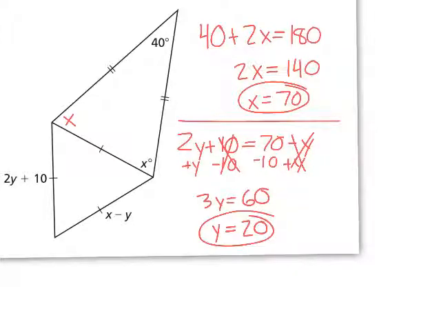Okay, any questions? Can I get a comfort level using isosceles and equilateral triangles to find these kinds of values? Comfort level 3, 2, 1, 0. Okay, good. Mostly 2s and 3s. Practice makes perfect.